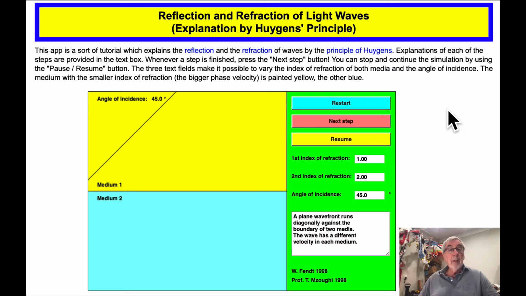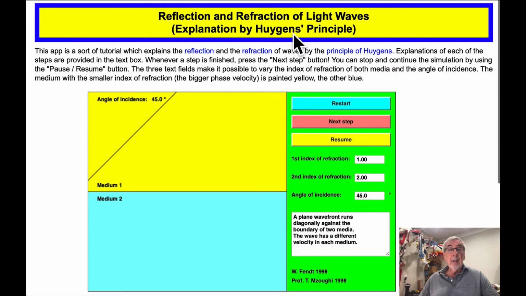Hi everybody, here's the Walter Fendt applet for reflection and refraction of light waves. This is a very useful app. It's a very good tutorial app. It shows you at the same time both reflection and refraction of light waves at an interface between two materials of different indices of refraction.